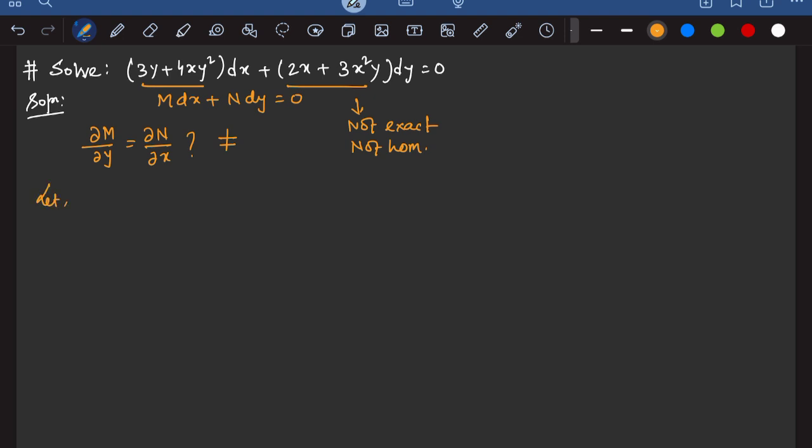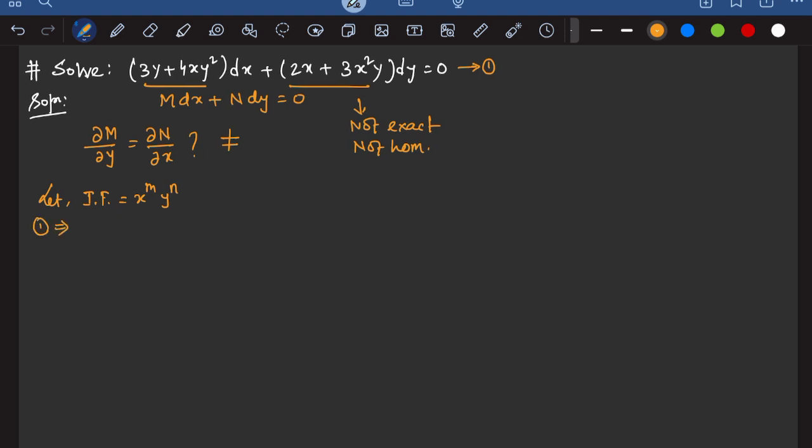So let the integrating factor be x^m y^n. I'm considering the general case, that is x^m y^n. This will be the integrating factor. If you multiply this term with this equation, call it equation 1, then equation 1 will become x^m y^n (3y + 4xy²) dx + x^m y^n (2x + 3x²y) dy = 0.